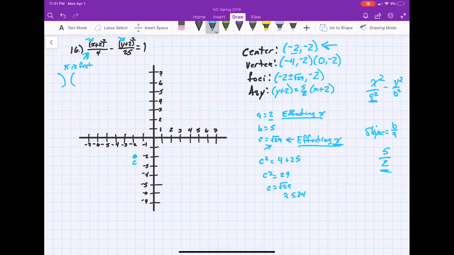So we'll start plotting all these things. Here's our center. Here's one of our vertexes. Here's the other vertex right here. If we were to plot our foci, that's why I did this little calculator bit here. It got 5.34. That's from the center. Oh, wait a minute. It's negative 2, plus or minus 5.34.